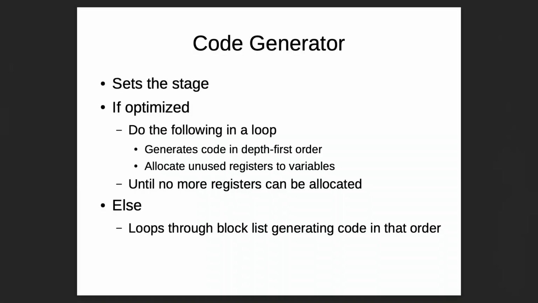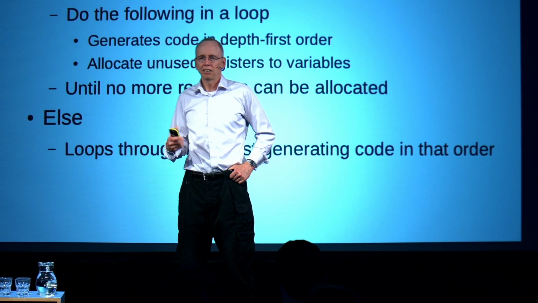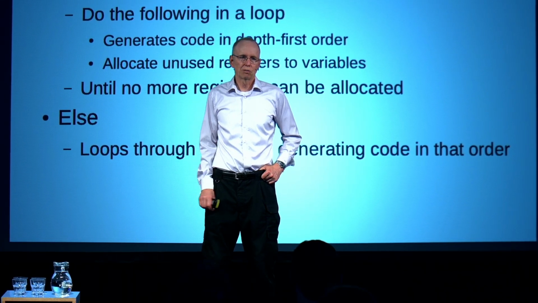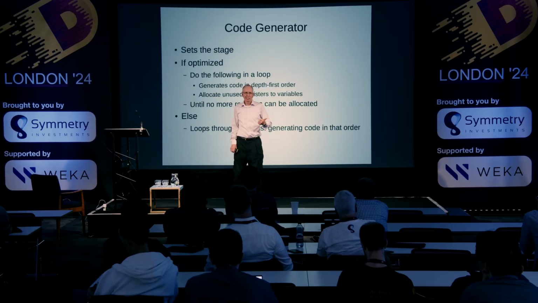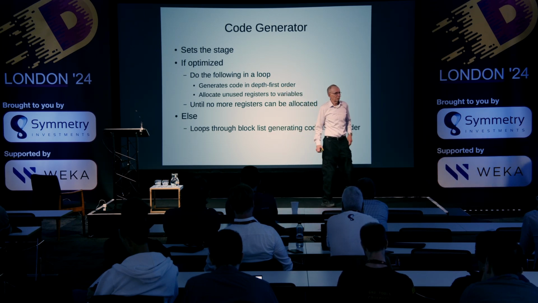But the unoptimized code just loops through the blocks in the order that the blocks appear and generates code. The only register assignment it does, once it runs through once, it looks to see if any registers were not used, and then it will just change those variables to using the register, but it doesn't rerun the code generator to look for more opportunities. It only does it once. It's a very simplistic one.